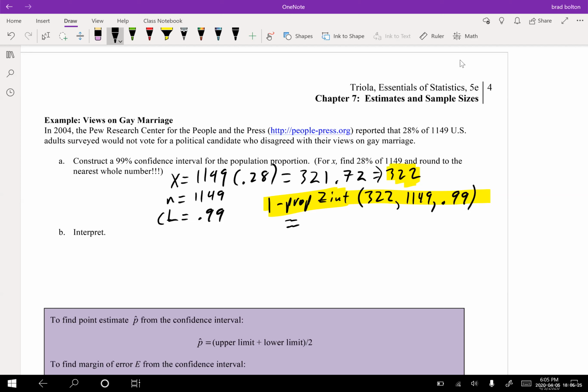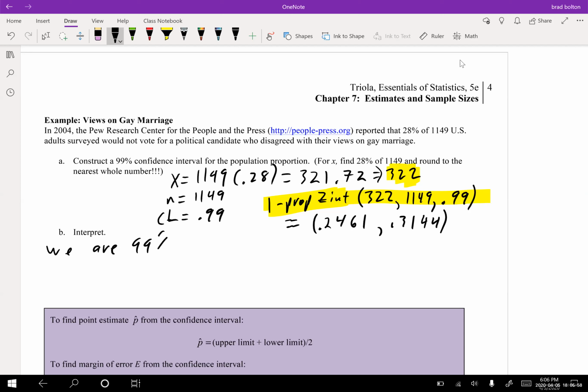So they give me my confidence interval, which is 0.2461, comma, 0.3144. So that's my confidence interval of about 24, almost 24.5%, and about 31, almost 31.5%. Okay, so what did we just find?